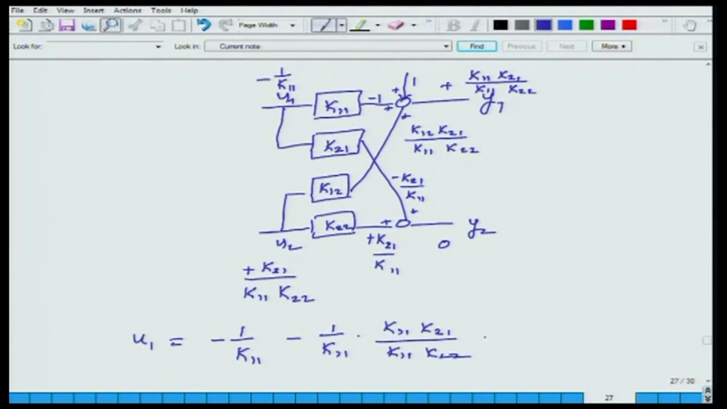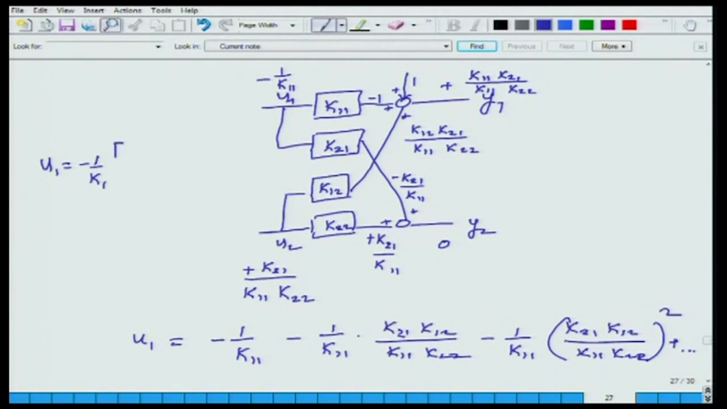And then if I do it again, what I will get is k12 k21 by k11 k22 whole square, plus and so on so forth. So, basically what I am saying is u1 would change by an infinite series. If I keep doing it again and again, it will change by 1 by k11 plus k12 k21 divided by k11 k22, plus k12 k21 divided by k11 k22 whole square, plus and so on so forth. This will be the infinite series.